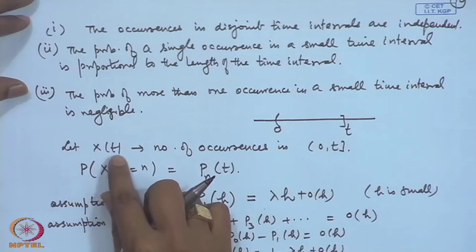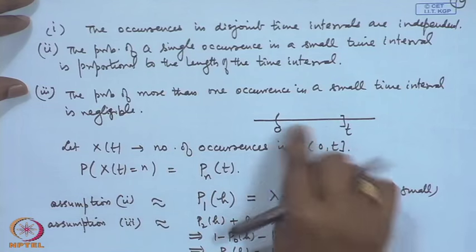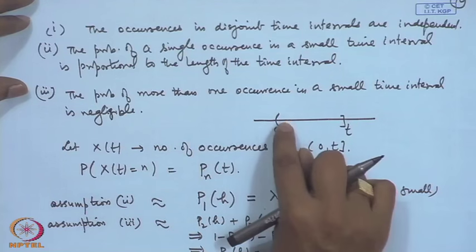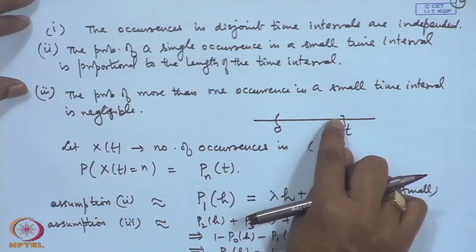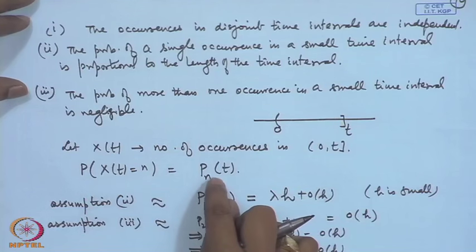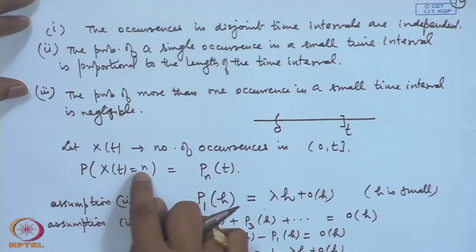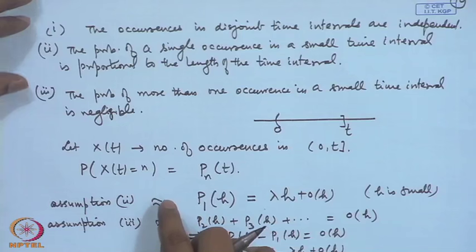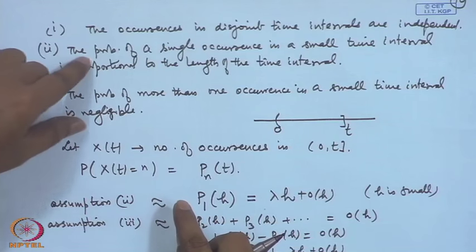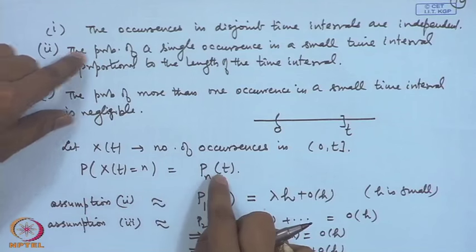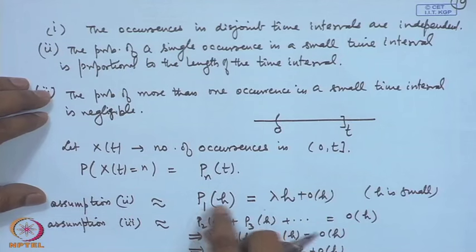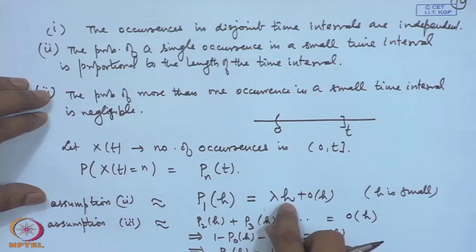Let us consider X_t to be the number of occurrences in the interval 0 to t. So, if we consider the timeline starting from time 0, how many occurrences are there in the interval 0 to t, that I denote by X_t. And we use the notation P_n(t) is equal to the probability that there are n occurrences in the interval 0 to t. Under this notation, the second assumption, the probability of a single occurrence: we can consider P_1(h), that means one occurrence in the interval of length h, is proportional to the length of the interval.